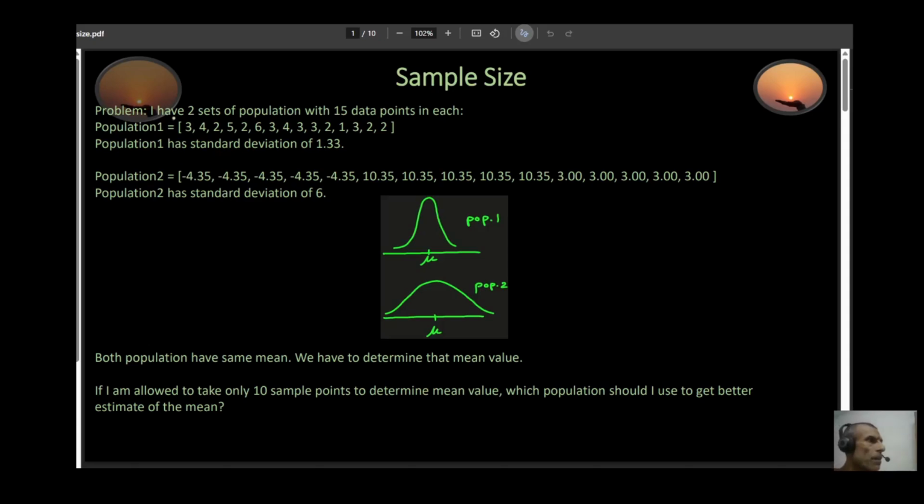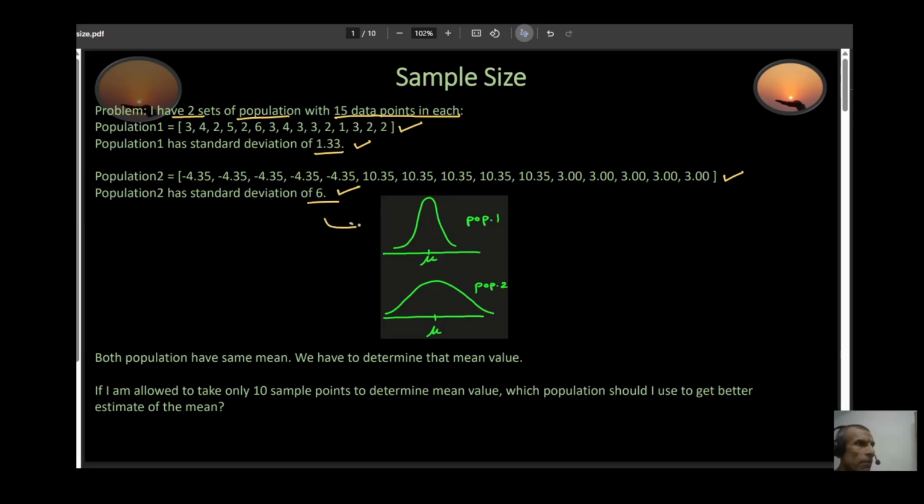Problem statement. I have two sets of population with 15 data points in each. This is my population 1, this has 15 data points, and this is my population 2 with 15 data points. Population 1 has a standard deviation of 1.33. That's given to you. And population 2 has a standard deviation of 6.